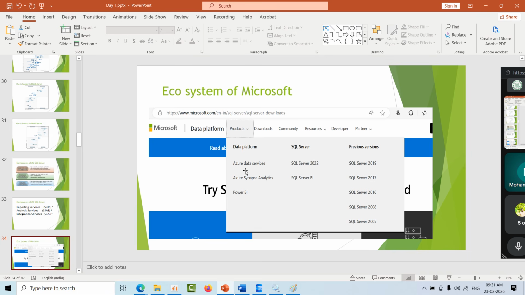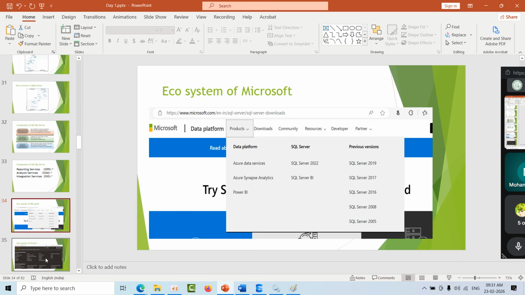Because Microsoft has the Windows operating system, Excel, Word, and SSIS, SSRS, Cloud. Everything will be there within Microsoft itself. So they call it an ecosystem, but the government calls it a monopoly. Every company will try like that only.